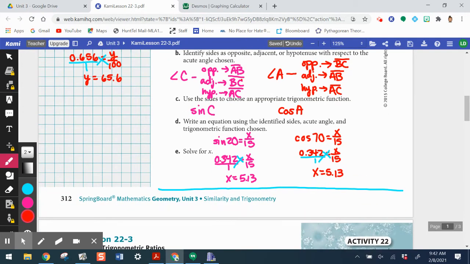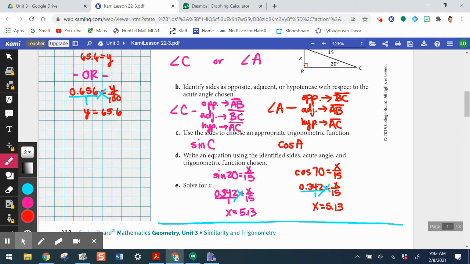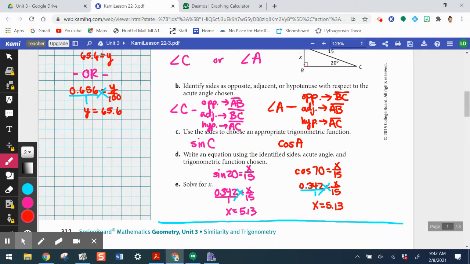And to really emphasize how the sine and cosine of complementary angles are equal, let's see what happened on item D. So item D said write an equation using the identified sides, acute angle, and trigonometric function chosen. So the sine of C is the sine of our 20-degree angle, and it is the opposite side, which is AB, which we will call X, and 15, the length of the hypotenuse.